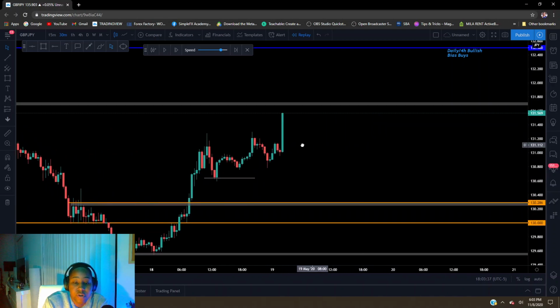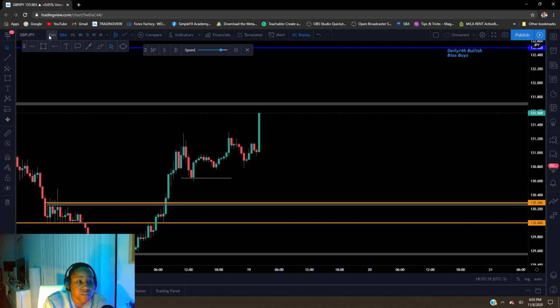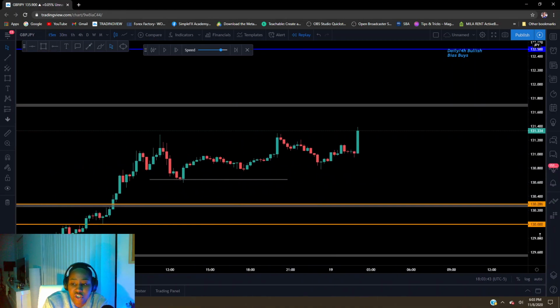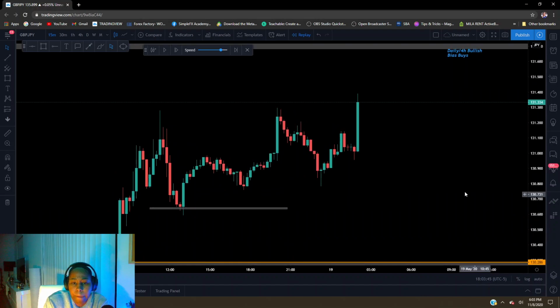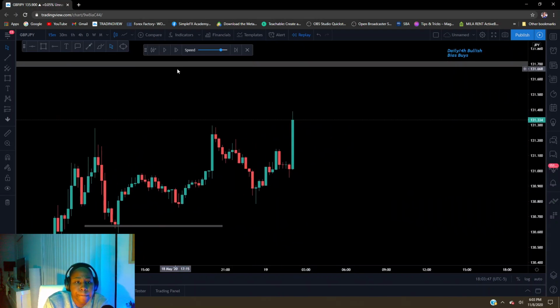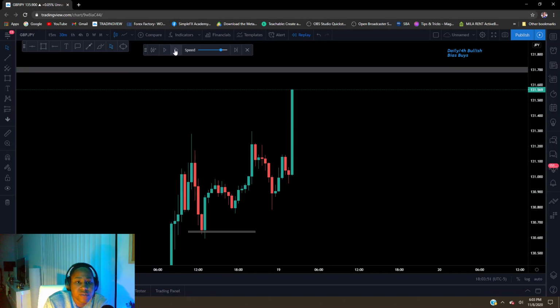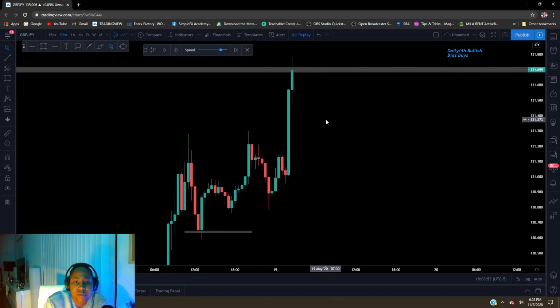Okay, nice bullish pressure coming up here. Let's look at the 15-minute real quick and see what it is telling us. A lot of ranging, a lot of choppiness, up and down, up and down. So let's go back to the 30.